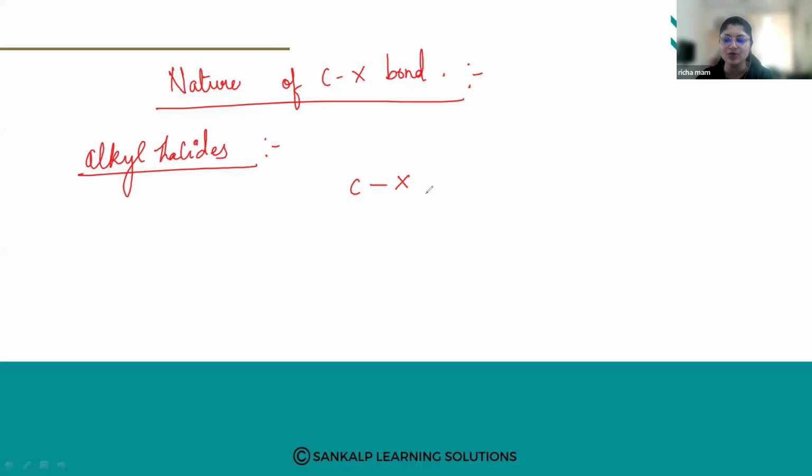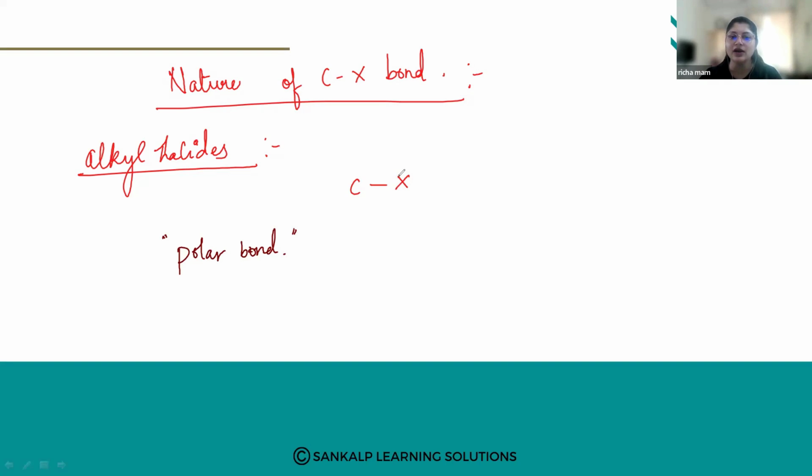So this CX bond, it is partially polarized. Why is it partially polarized? What do you mean by polar bond? So we have discussed this in the previous section, in the solution chapter. We know now what is a polar bond, what is a non-polar bond. Can anyone tell me what do you mean by polar bond, students? So polar bond means what?